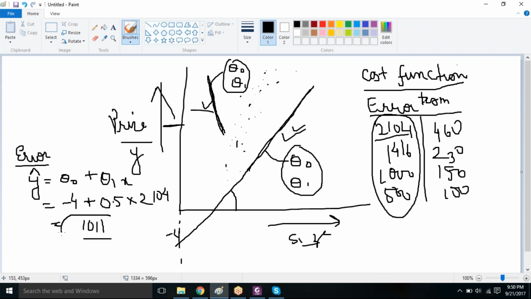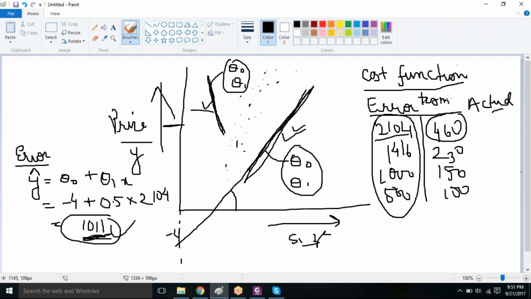So your predicted price is what? What is the predicted price? 1011. And what was the actual price? 460. This is our historical data, so we also know the actual price. That is why it is called supervised learning. You remember supervised learning? When you also know the labels, when you also know the price. The thing which you want to predict, that you know already for the historical data. So this is the actual price. And this is the predicted price. This I have predicted through this line.